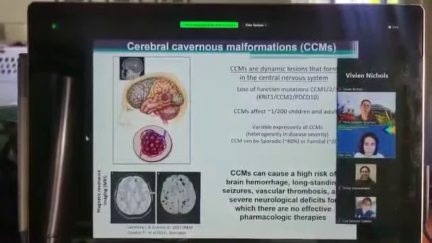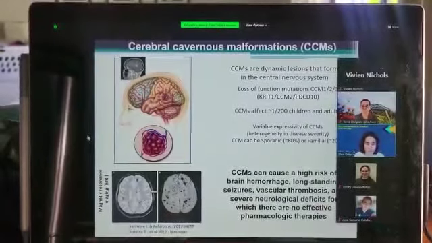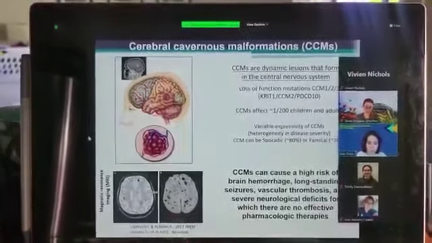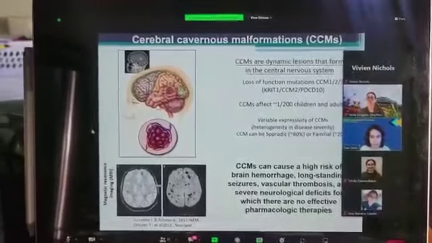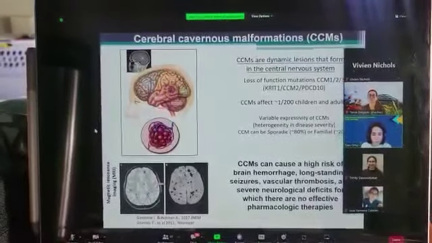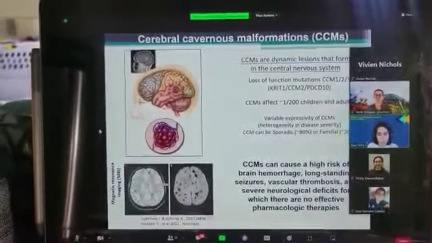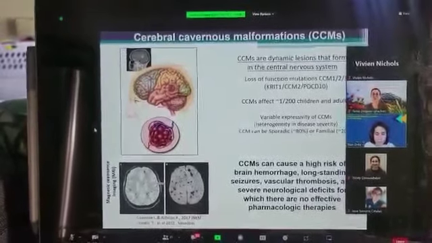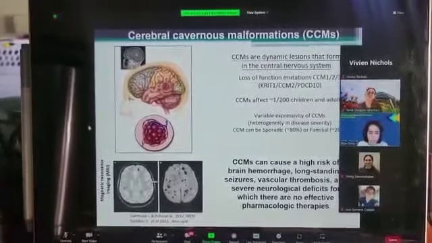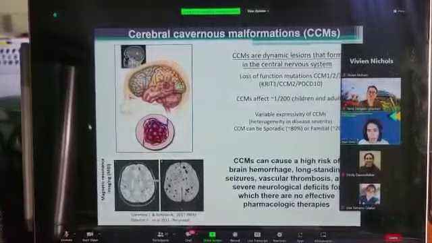And CCMs can cause a high risk of brain hemorrhaging, long-standing seizures, vascular thrombosis, and severe neurological deficits. And with all that, there aren't any pharmacologic therapies as well. The only way to treat the disease is by invasive surgery, which most of the time might not be possible because of the location of the brain lesion.